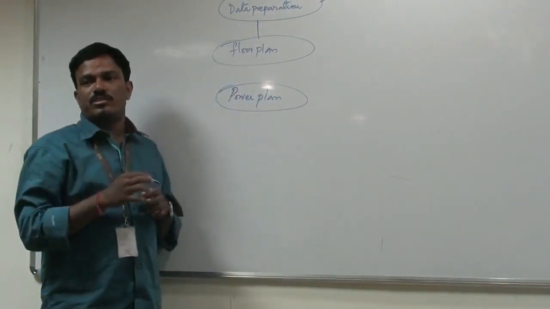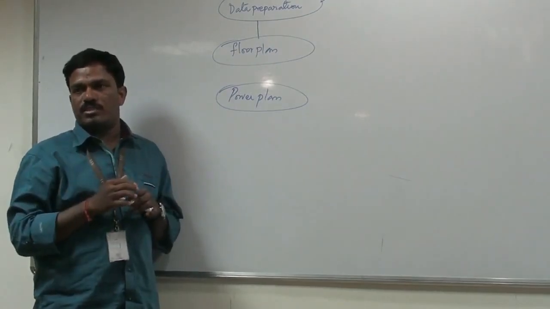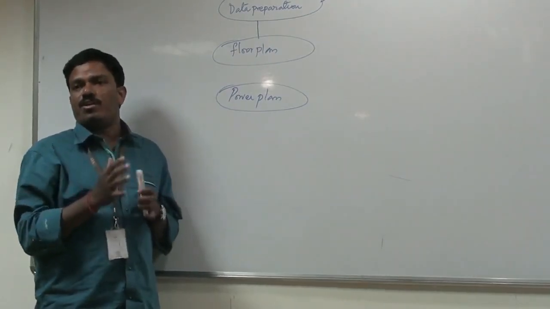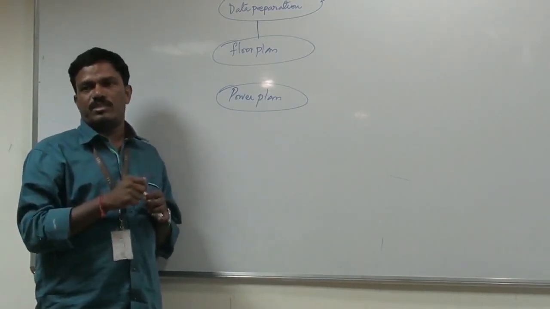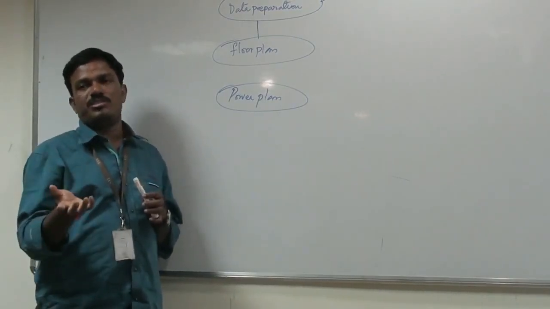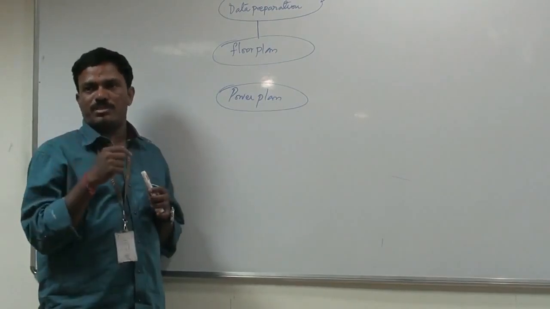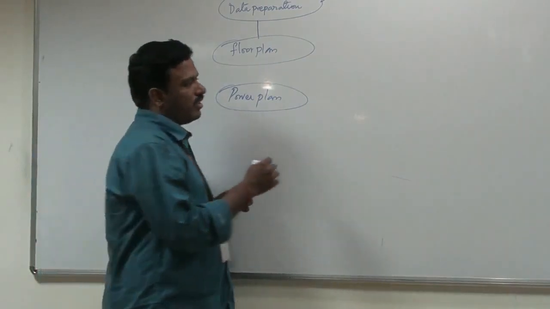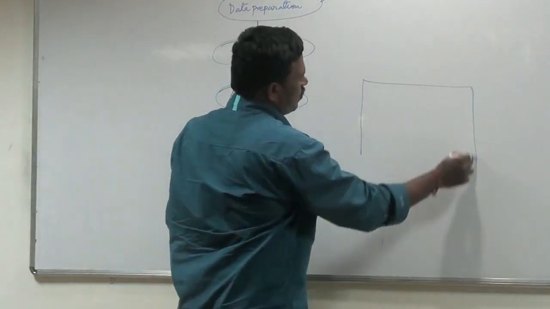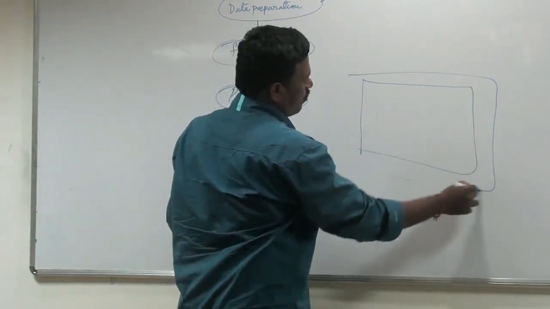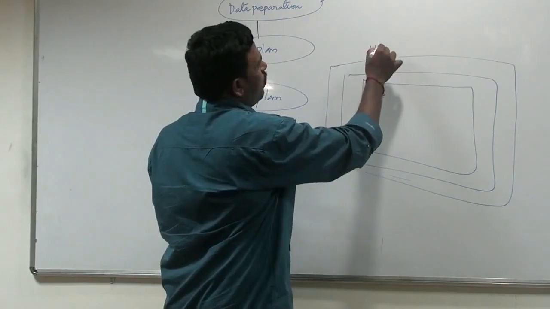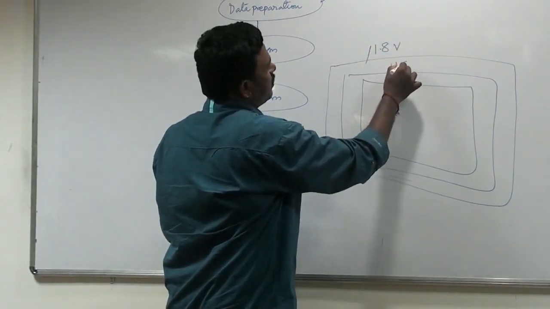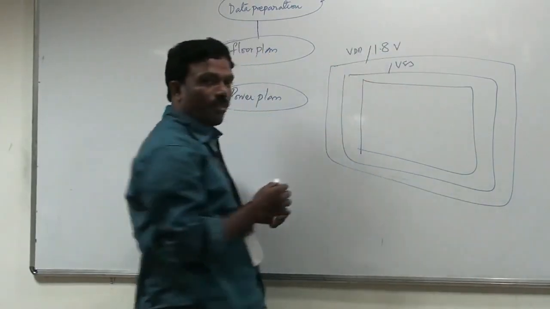So suppose you have a total of 25k components. For those 25,000 components, what is the power required? You are the engineer, you need to decide what power is required for your chip. Suppose you are going for 180 nanometer, so the allowed VDD is 1.8 volt. This is VSS and this is VDD.